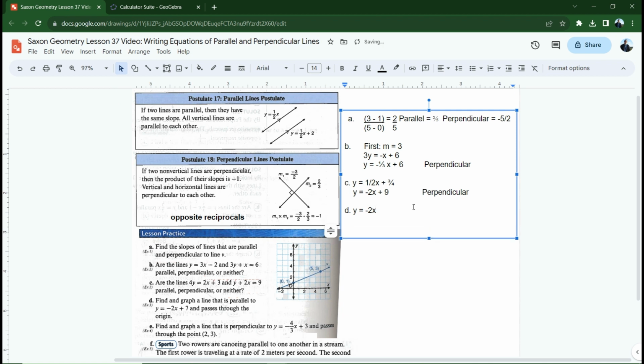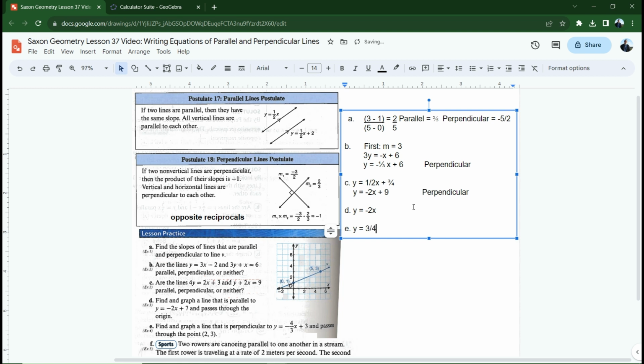Find and graph a line that is perpendicular to negative 4/3 x plus 3 and passes through the point 2, 3. All right, well, to make it perpendicular, the first thing I'm going to do is look at the slope. Instead of negative 4/3 x, I need to flip that fraction upside down and make it the opposite.